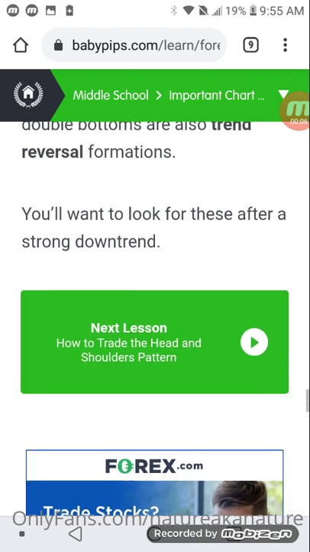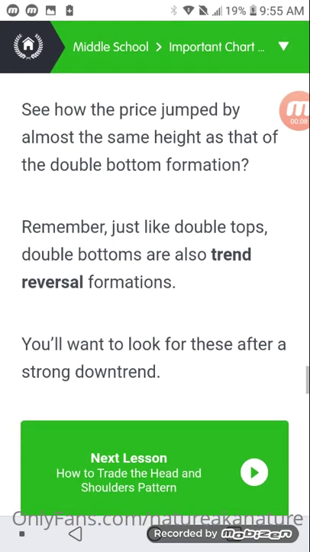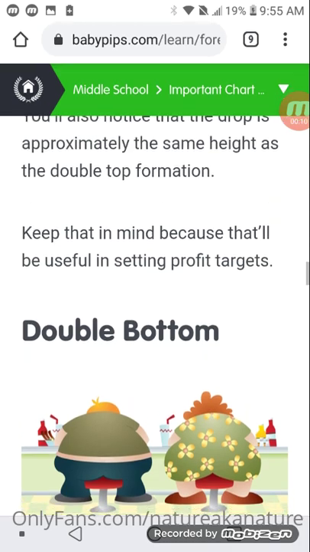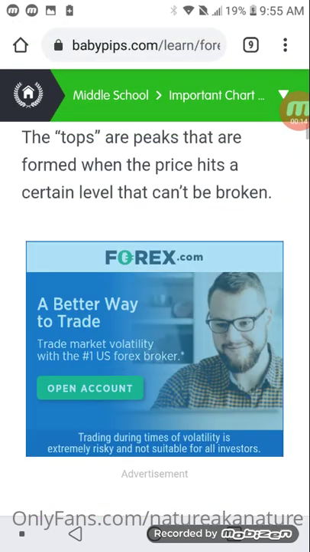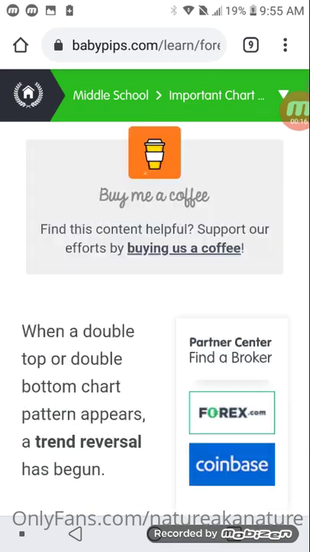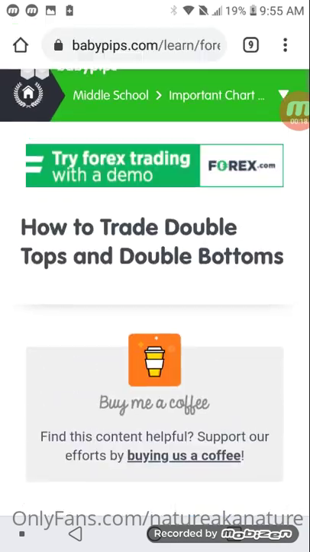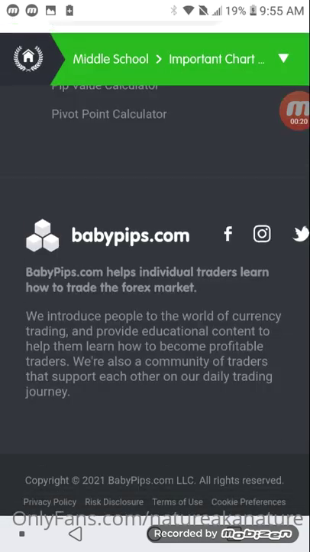So as you just learned, we just learned how to trade the double top and double bottom formation. Double top, double bottom. We just ran over that.